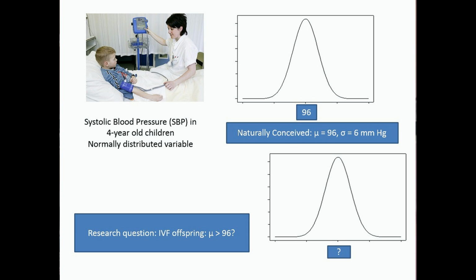To be 100% sure about this, we should take blood pressures of the total population of all 4-year-old children born from IVF, which is quite impossible to realize because our statement also includes future children. So we will take a representative random sample from the population of the present day, and based on the sample mean, we will draw a conclusion about the population mean.